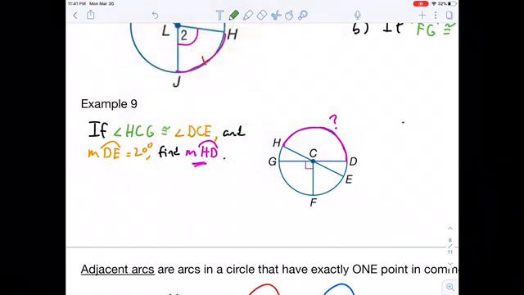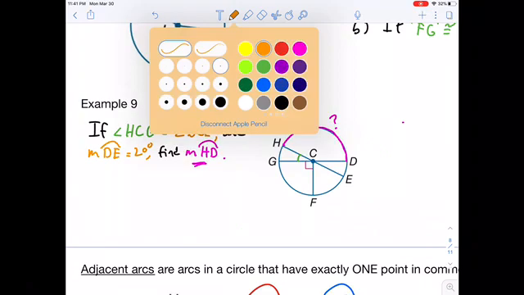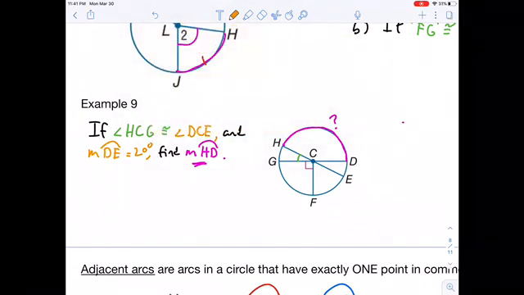And they give us two congruent angles. They tell us that this green central angle, HCG, is congruent to this orange angle, DCE. I don't even think they really needed to give that to us. I think those are central angles, but it's just nice to look at. So we're given two pairs of congruent central angles.